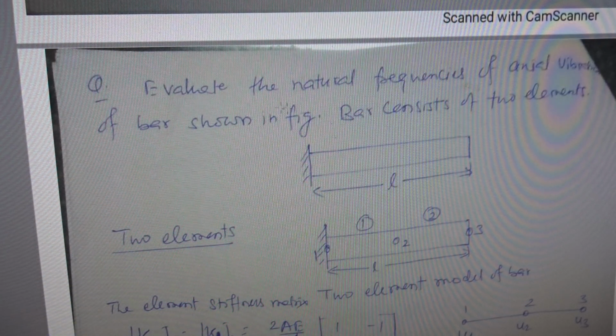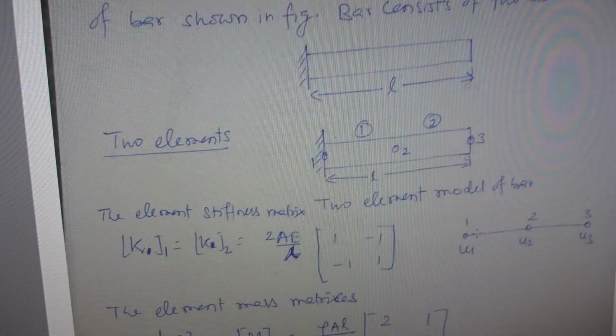So in this question: evaluate the natural frequency of axial vibrations of the bar shown in the figure. The bar consists of two elements. This is the bar of length L and two elements, element 1 and 2, as shown in the figure. The length of the bar is L. Nodes 1, 2 and 3 are shown.